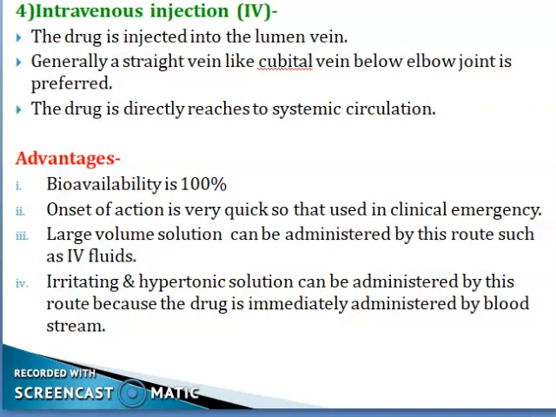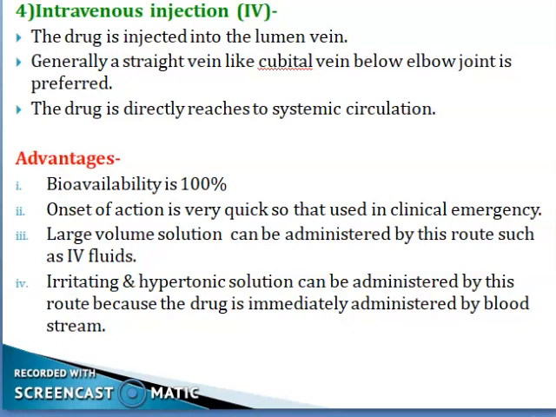Now we will see the advantages. First one is the bioavailability is 100%. Okay, so as it is directly given into the bloodstream, its bioavailability is 100% compared to the other drugs. Next one is onset of action is very quick, so that it is used in clinical emergencies.